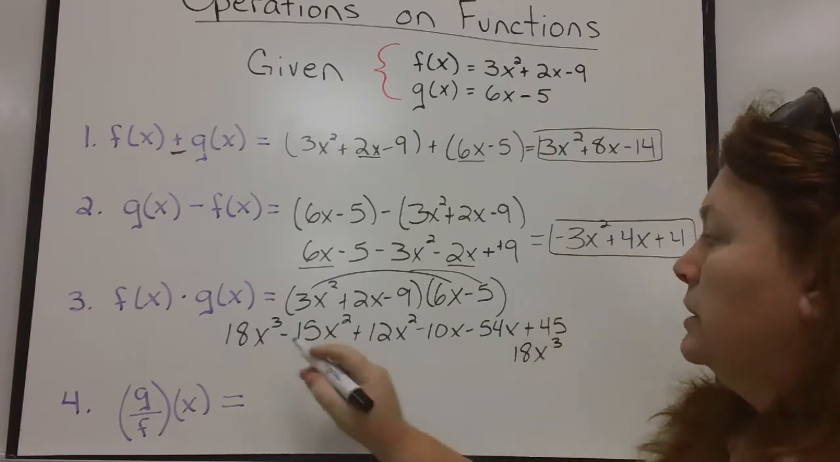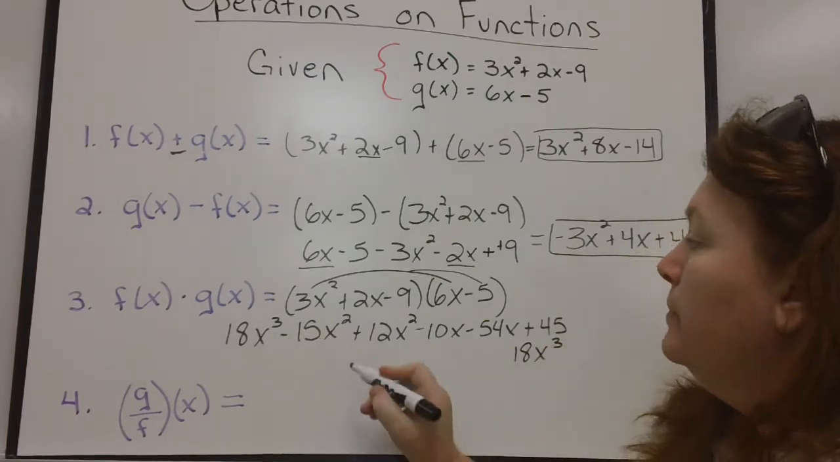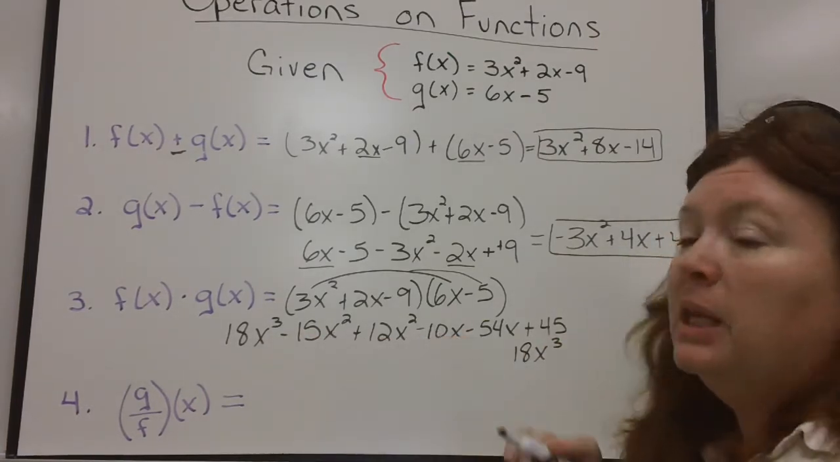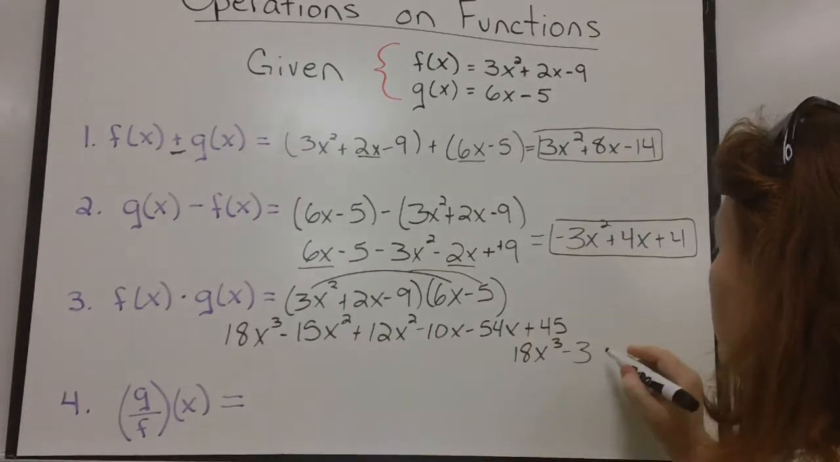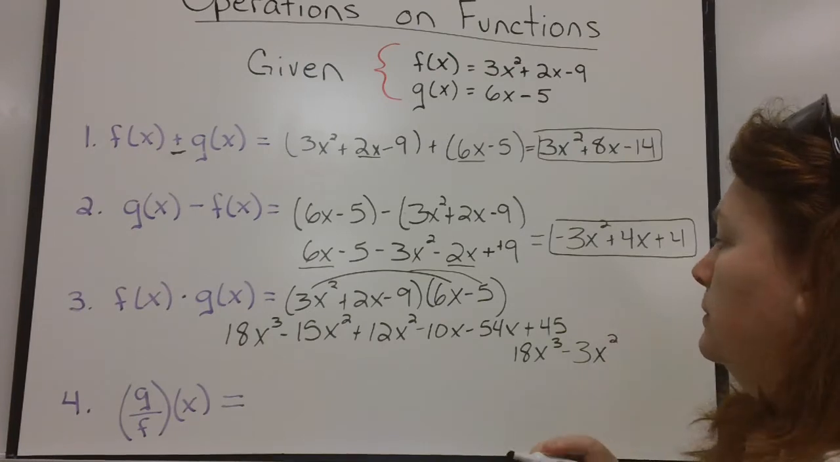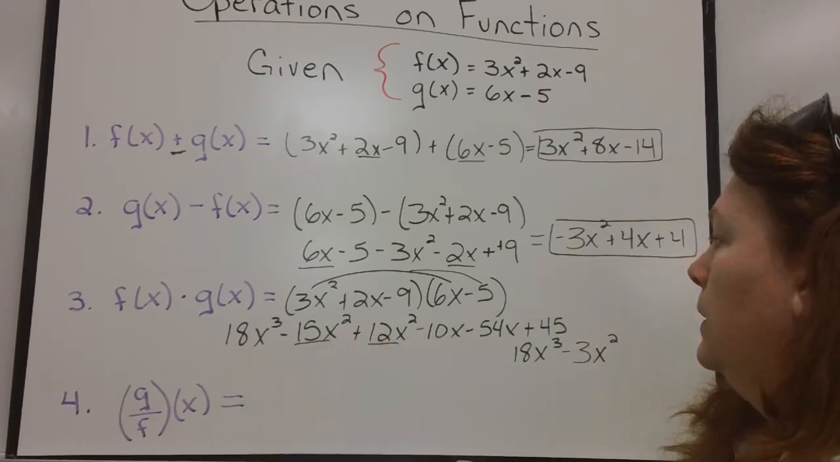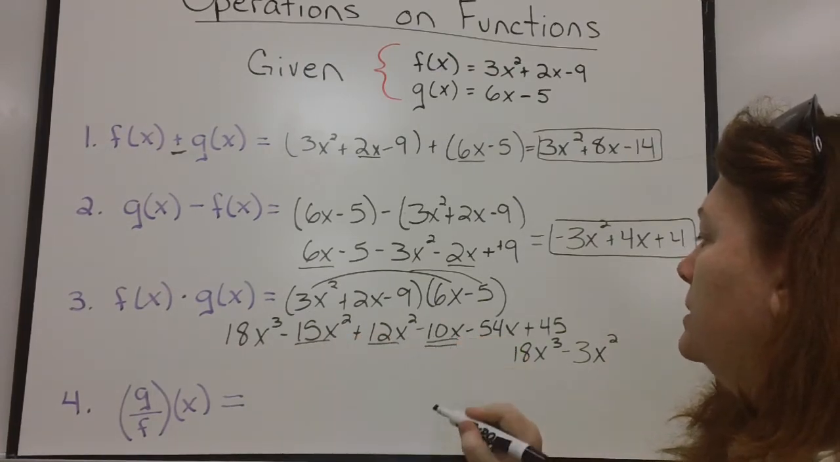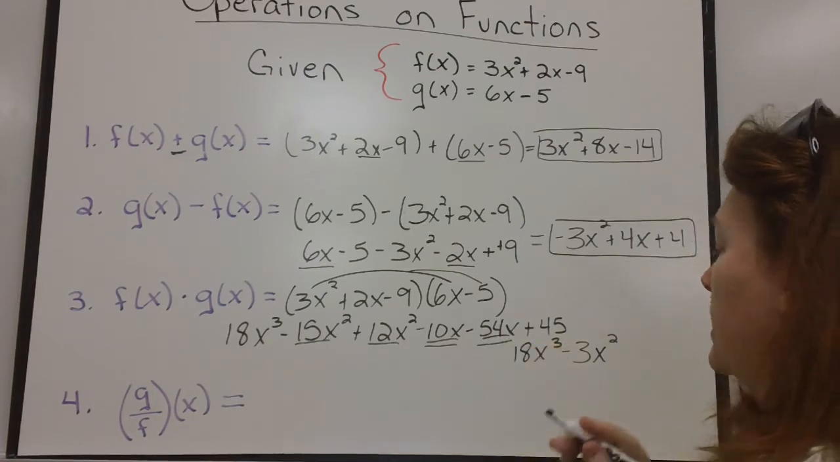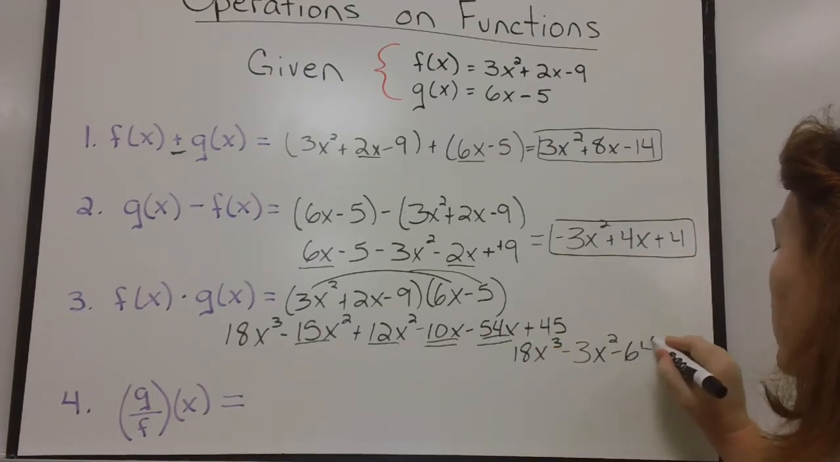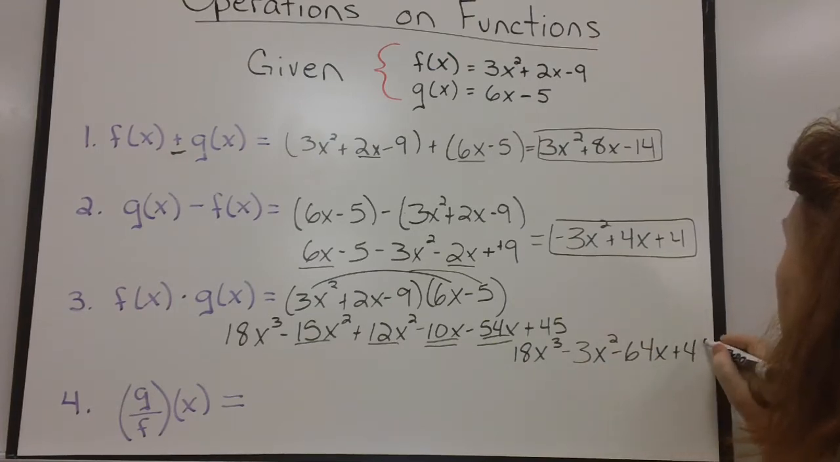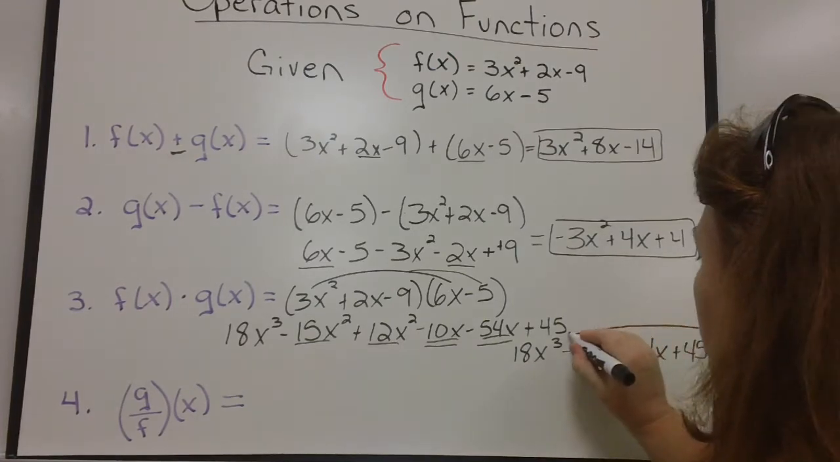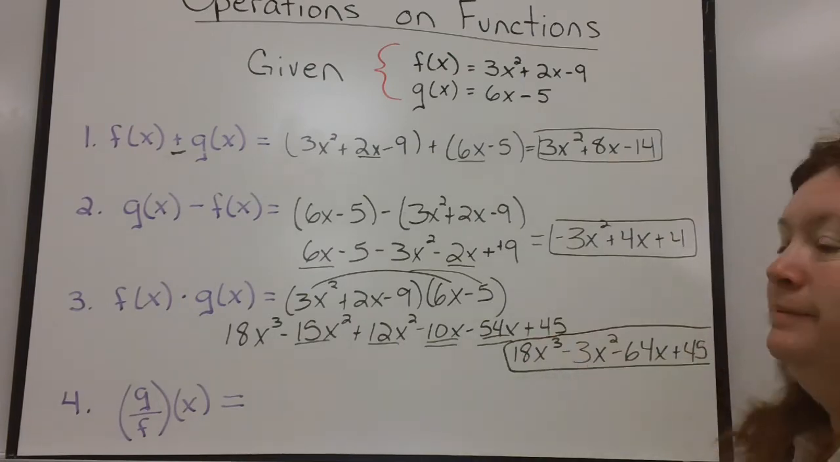When I combine like terms, I have 18x cubed, because that's the only one I have. I have a negative 15 plus a 12x squared, which is a negative 3 or minus 3x squared. I have a negative 10x and a negative 54x, which is a negative 64x. And at the end, I have a plus 45. And I'm going to put a box around it.